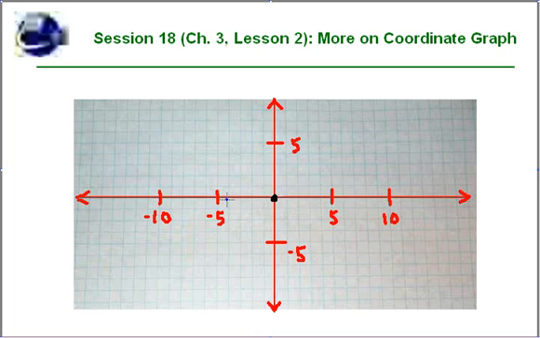In session 18 here, we're going to be taking a look at additional uses of the coordinate graph. In particular, what we're going to be doing is extending the graph to be able to handle negative values for both the x and the y coordinate.